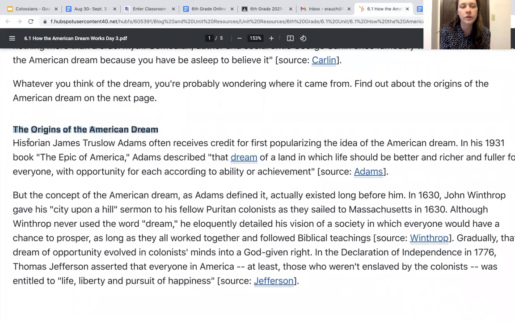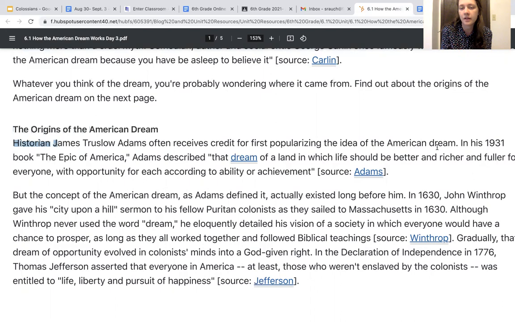Okay, the first word is historian. Please read the words as I read them. It's really good for your reading brain to hear the words and see the words at the same time. Historian James Truslow Adams often receives credit for first popularizing the idea of the American dream.